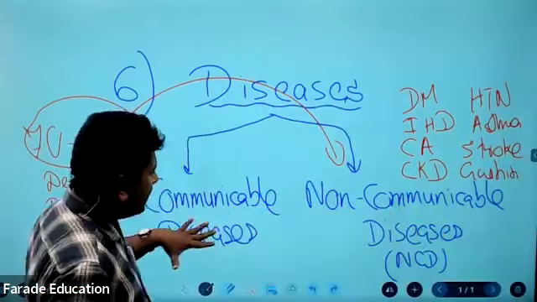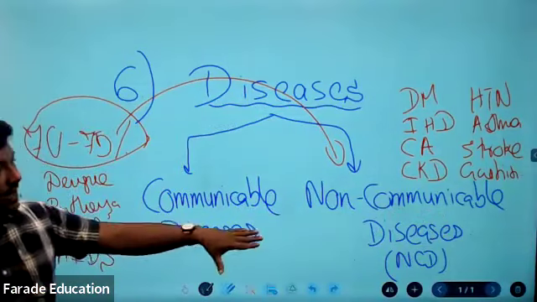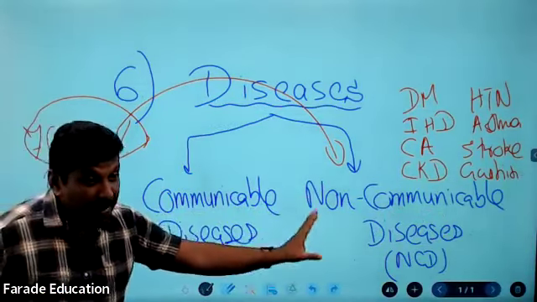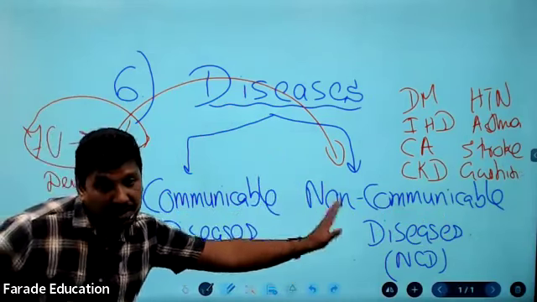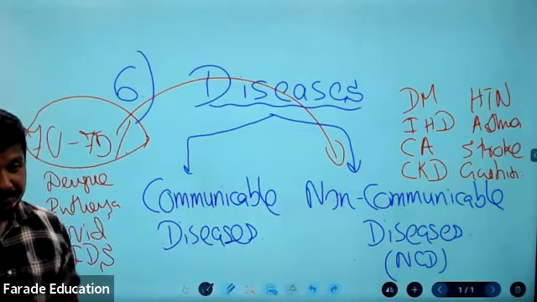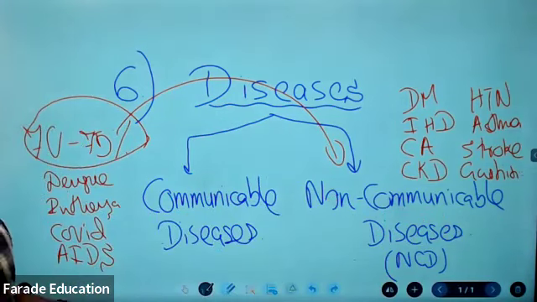So these are the two types of diseases, and the more dangerous ones are the NCDs, because the majority, 80% of people, die from these. That is why it is more dangerous, right? Okay, so that is about diseases.